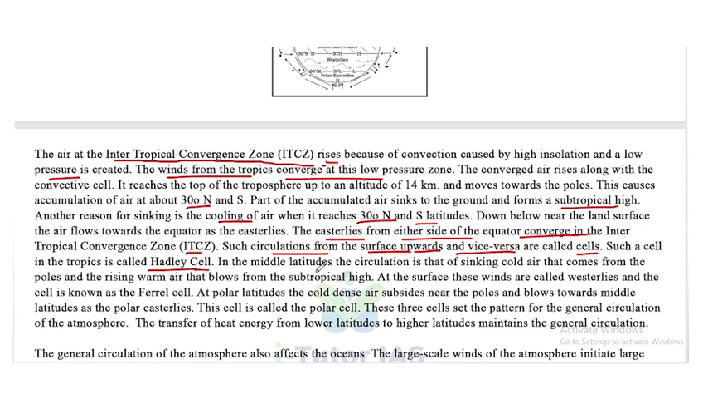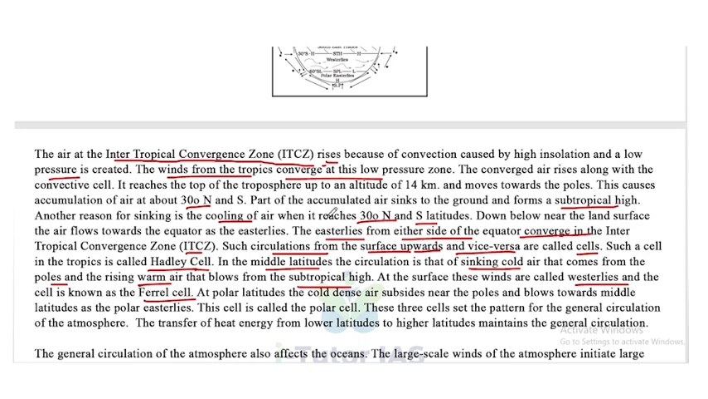In the middle latitudes, the circulation is that of sinking cold air that comes from the poles and rising warm air that blows from the subtropical high. At the surface, these winds are called westerlies, and the cell is known as the Ferrel cell.